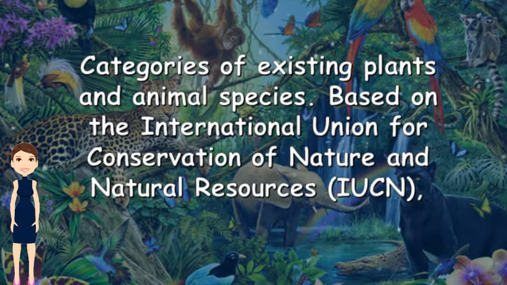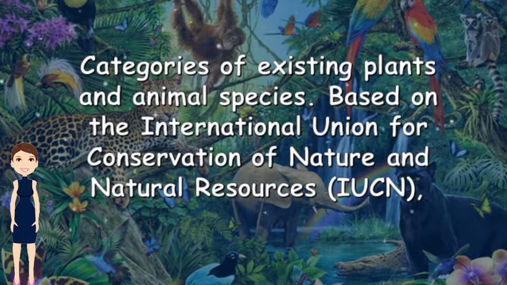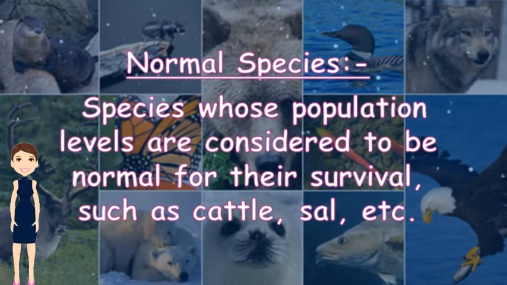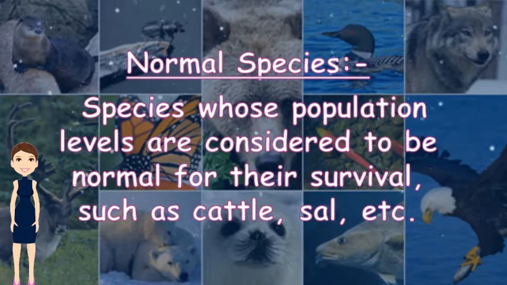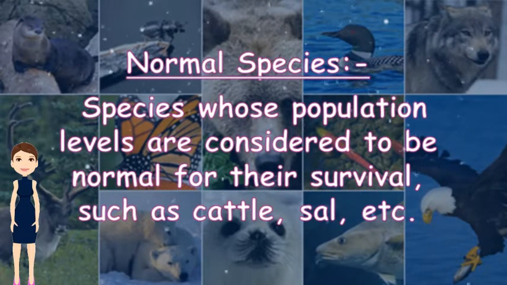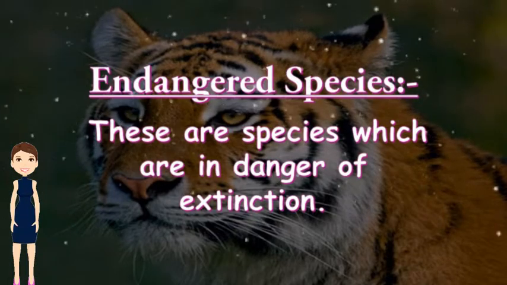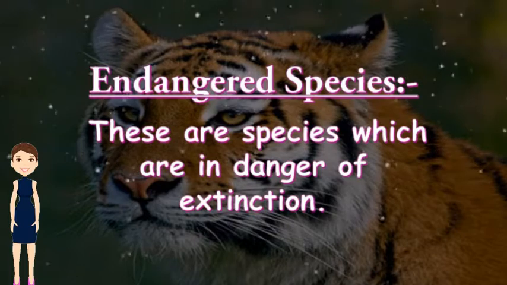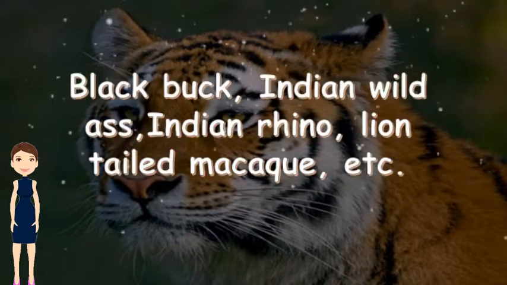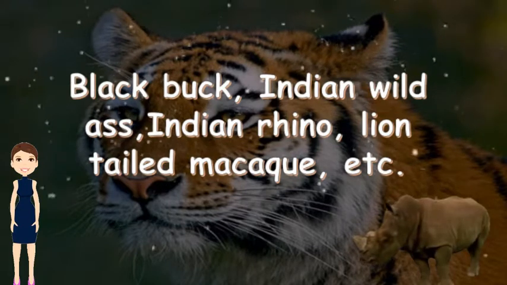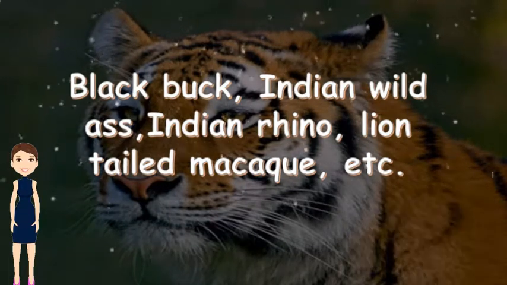Categories of existing plants and animal species based on the International Union for Conservation of Nature and Natural Resources. Normal species: species whose population levels are considered to be normal for their survival, such as cattle, seal, etc. Endangered species: these are species which are in danger of extinction. Examples are black buck, Indian wild ass, Indian rhino, lion-tailed macaque, etc.